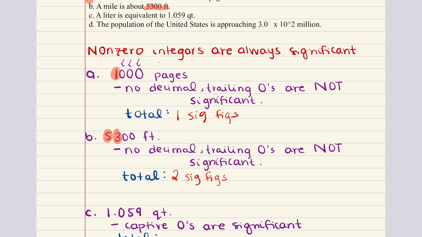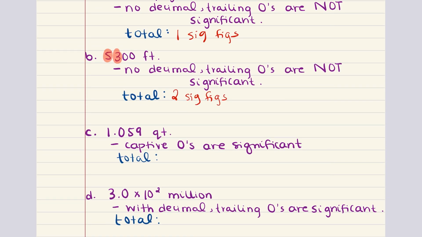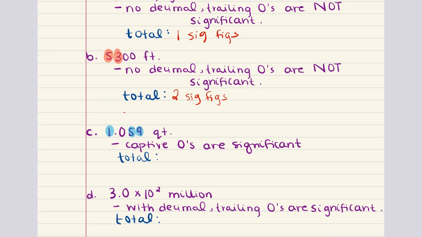C says a liter is equivalent to 1.059 quarts. Let's look at this number. We have three non-zero integers, 1, 5, 9, and we know that non-zero integers are always significant. And then we have this 0 that's sandwiched between the 1 and the 5. This is a captive 0, and if you remember our rules, captive zeros are significant.